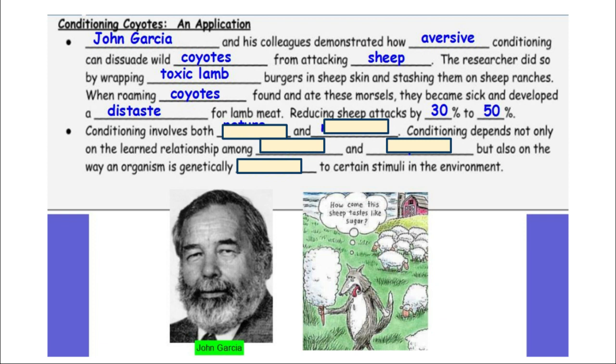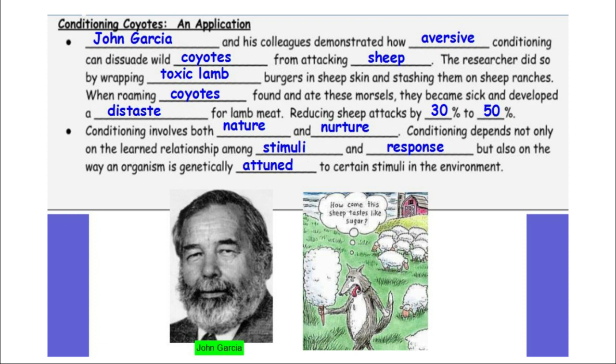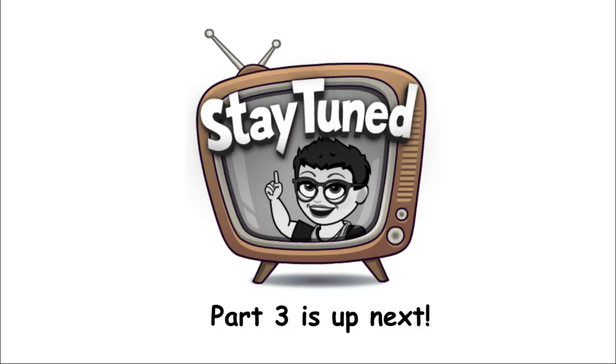Anyway, the conditioning involves both nature and nurture. Conditioning depends not only on the learned relationship among the stimuli and the response, but also on the way an organism is genetically attuned to certain stimuli in their environment.